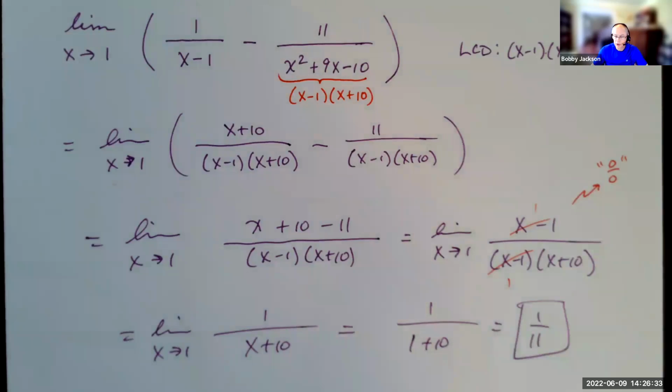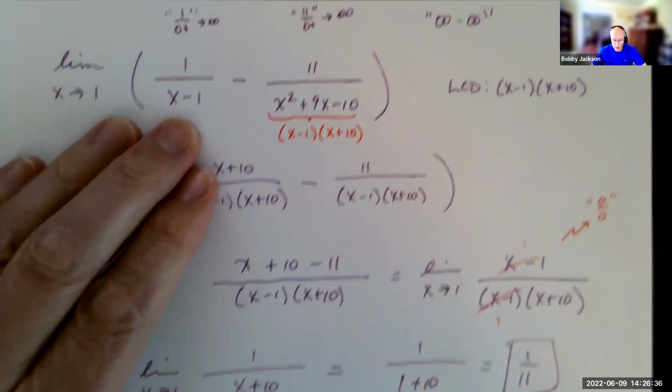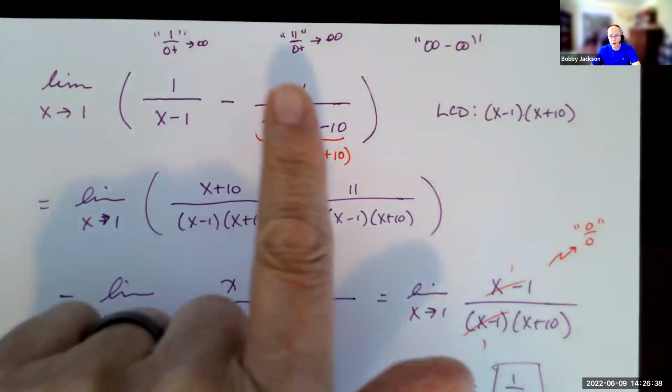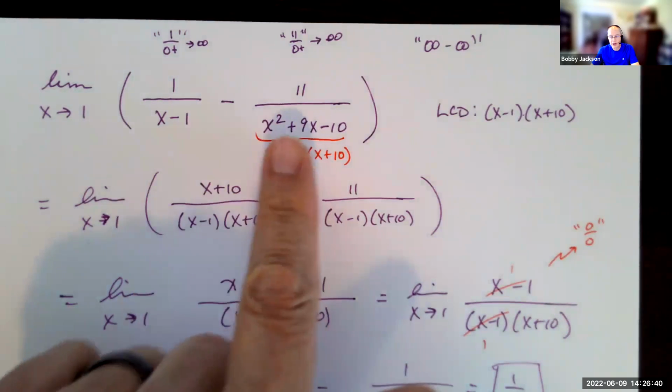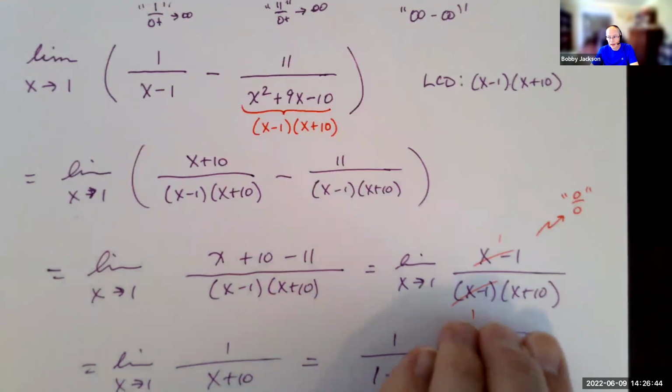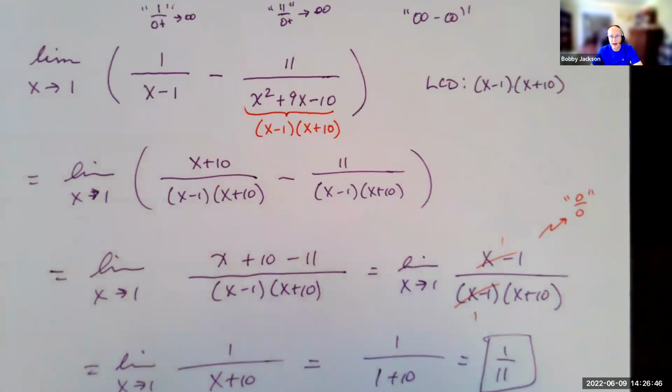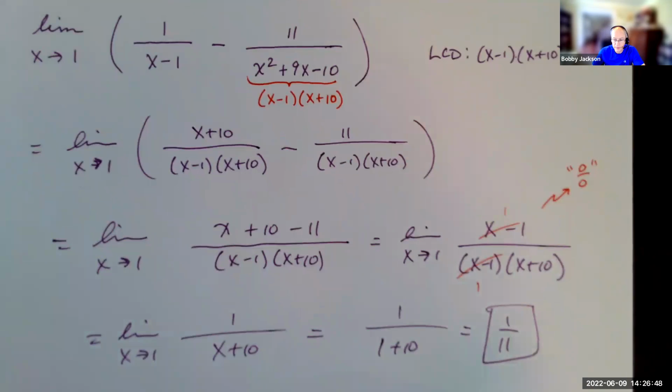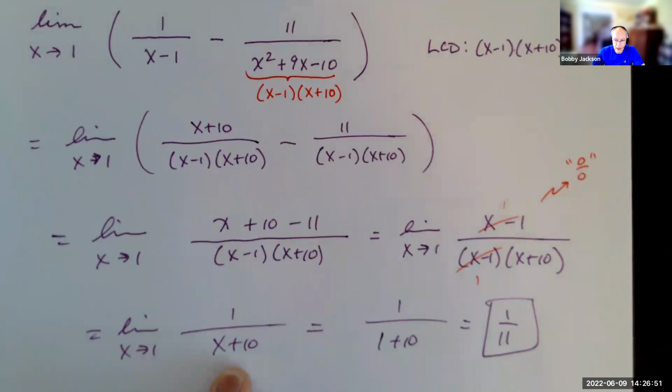That's how we handle limits of the form infinity minus infinity. Essentially, what we're going to do is combine the two fractions, the two rational expressions, as one rational expression, simplify, and then hopefully we'll find that common factor to be able to evaluate the equivalent function, which is continuous at 1.